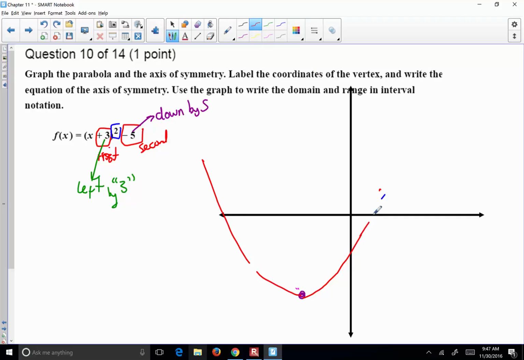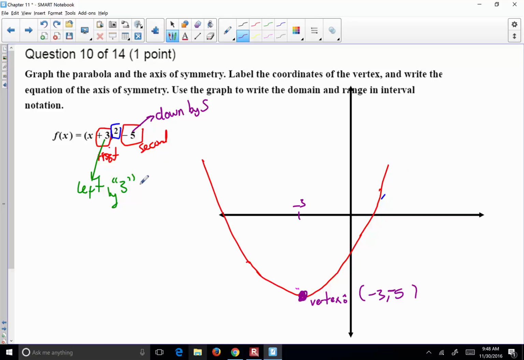Alright, here is my question. Do you guys remember the coordinates of this point? Can you write it? What is this called again? Seed or vertex is the technical name for it. I'm wondering its coordinates. Anyone? -3, -5. We moved 3 left, 5 down. So it is -3, -5.